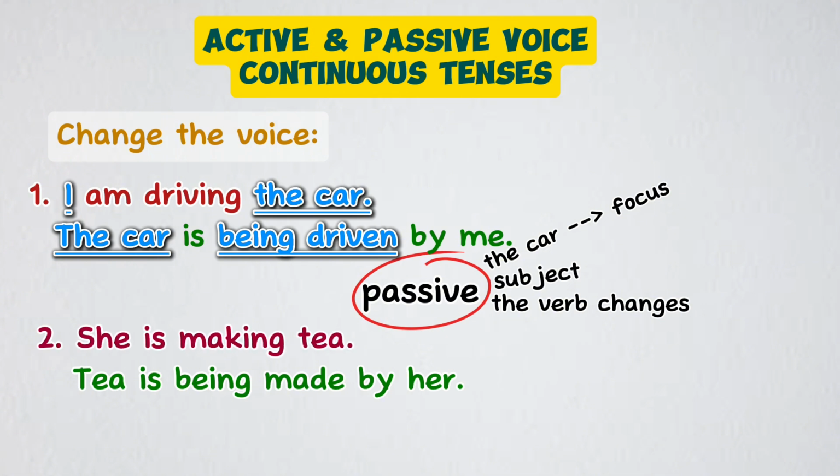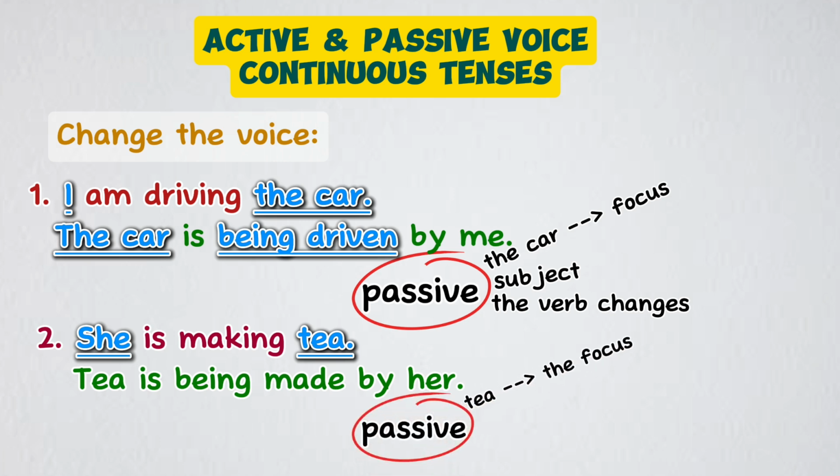She is making tea. The passive is tea is being made by her. In the original sentence, she is the subject performing the action of making, and tea is the object being made. In the passive voice, tea becomes the focus and the subject of the sentence. The verb changes to a form that highlights the action being performed on the tea. Hence, she is making tea becomes tea is being made by her, preserving the original meaning.